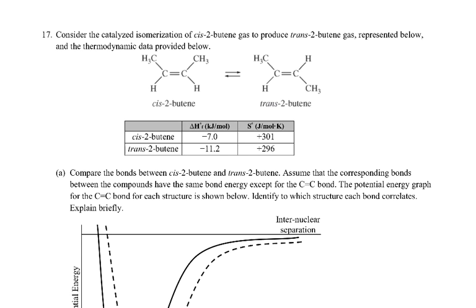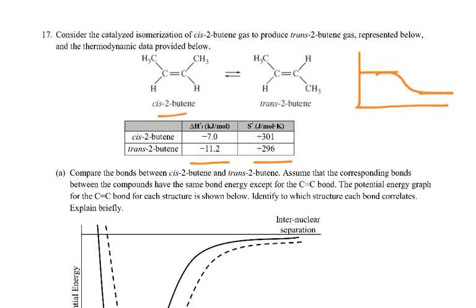Okay, number 17. Consider this catalyzed isomerization of cis-2-butene gas to trans-2-butene gas. And you really don't even need to understand what this is, but it's not that tough. We've done the carbon compounds, so we have a cis and trans. And going back and forth, we have some data about this. And the data is that the delta H goes from negative 7 to negative 11. So let's think about that for a couple seconds. Let's say that that's negative 7 for our cis. The trans is negative 11. It's even lower.